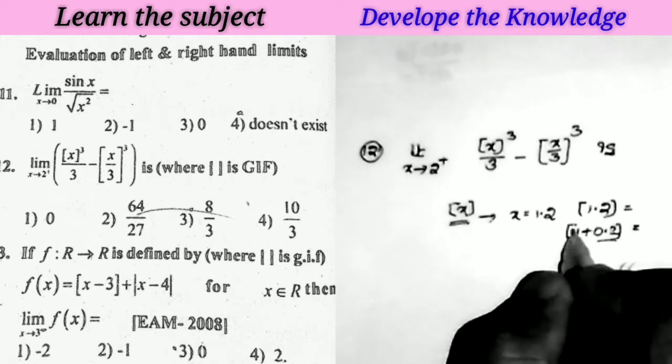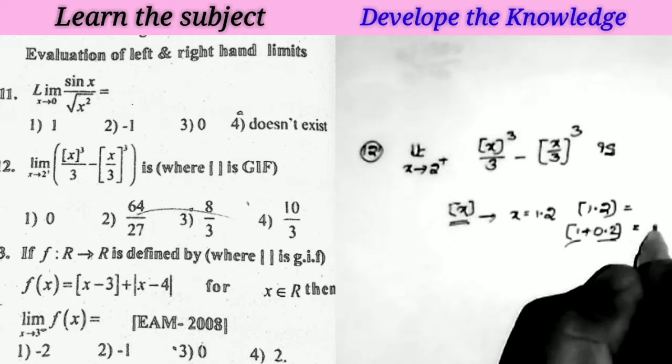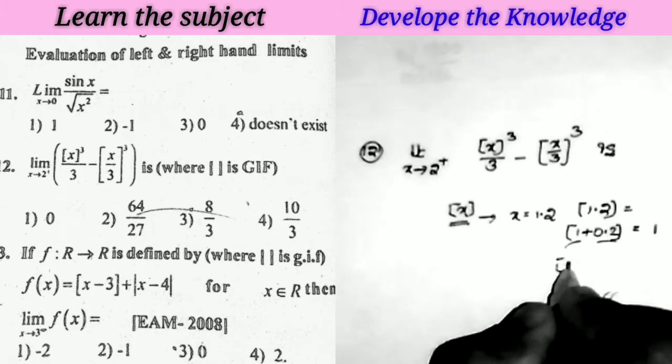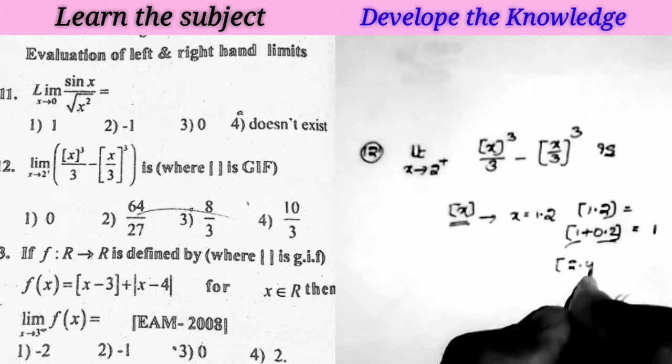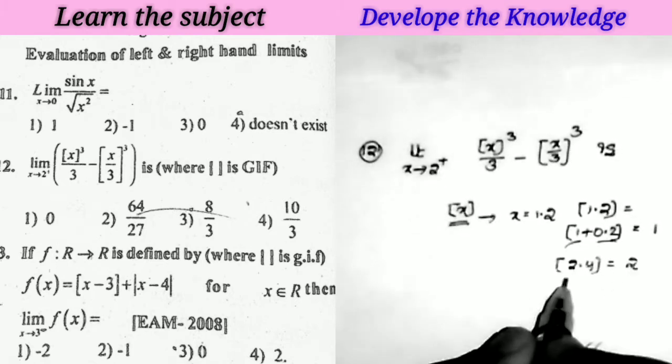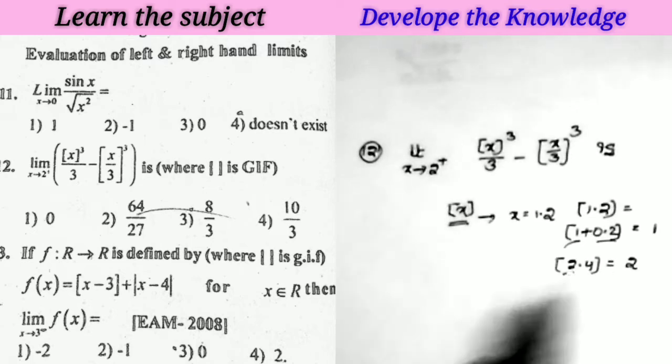So what is the greatest integer here? 1. So the answer is 1. Step of 1.2 is equal to 1. Suppose step of 2.4: step of 2.4 is equal to 2. Just take the integral part, that is 2.